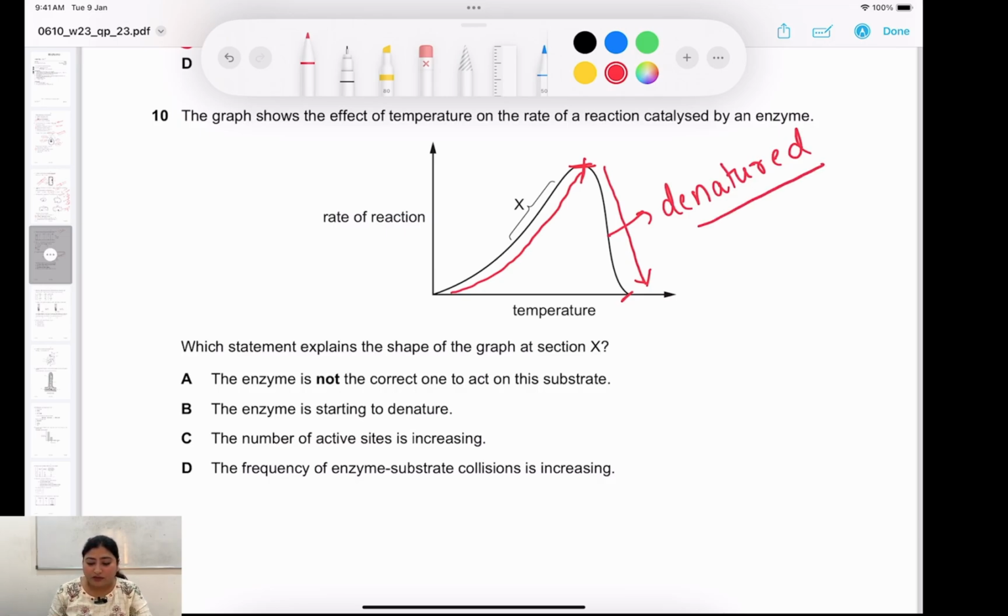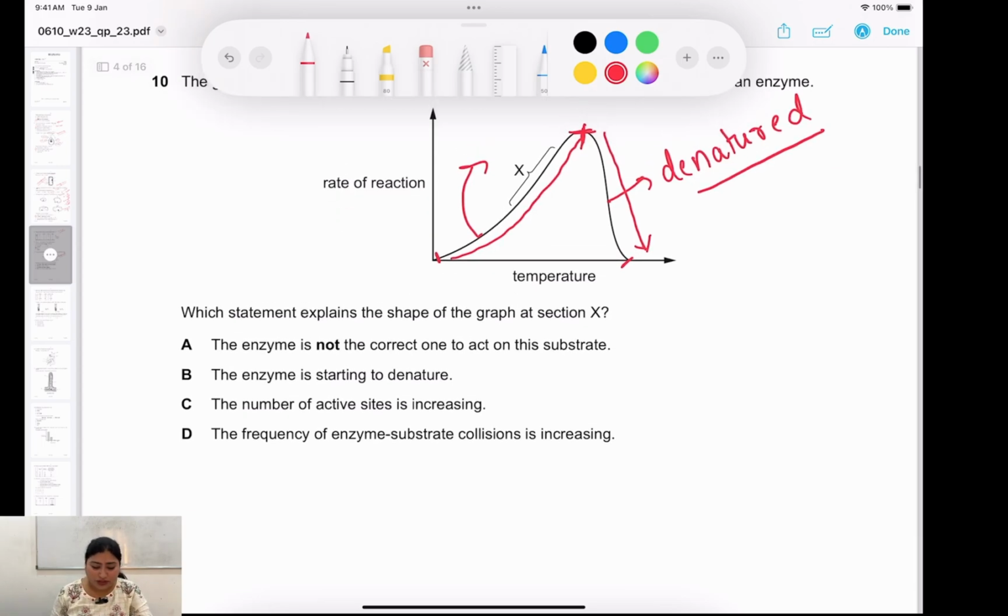Now, if I talk about the former area, the first area, this is where the reactivity of the enzyme is increasing. So, if the reactivity of the enzyme is increasing, let's see what the options are. The enzyme is not the correct one to act on this substrate. No, I don't think so, because the reaction is increasing. That means the reaction is taking place and the substrate and enzyme are complementary to each other. Basically the active site of the enzyme is complementary to the substrate.